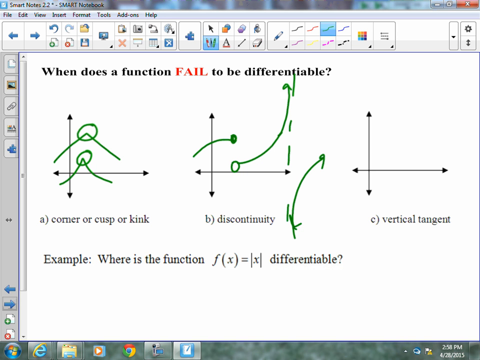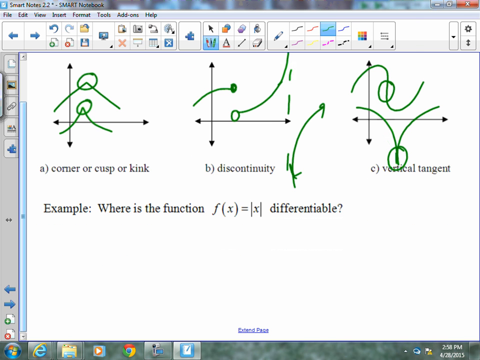And finally, a vertical tangent, something like this where it goes vertical just for a split second, or where it comes to a point that has a derivative that is vertical here or here. So if it goes vertical at all, that could be where it fails.